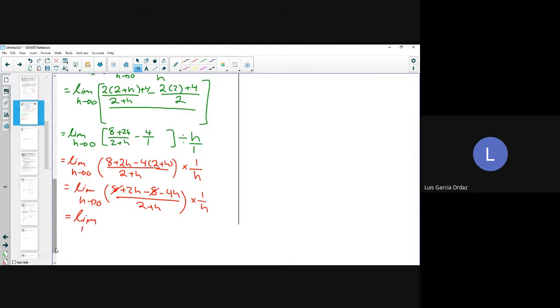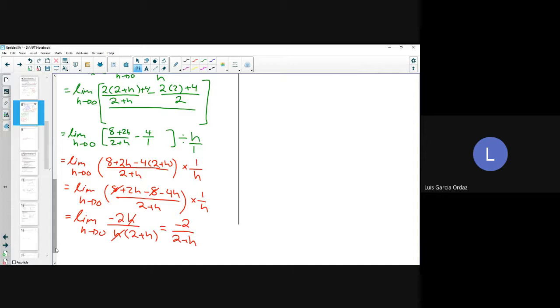So the limit as h approaches 0 of negative 2h over, because we multiplied the second fraction over here, we get h times (2 plus h). So is there anything I can cancel out to simplify this even more? Okay, I'm going to cancel the h's. So the h from the top cancels out with the h from the bottom. And we're left with negative 2 over 2 plus h.